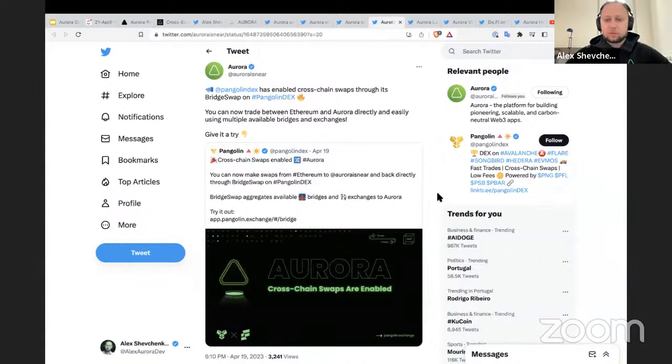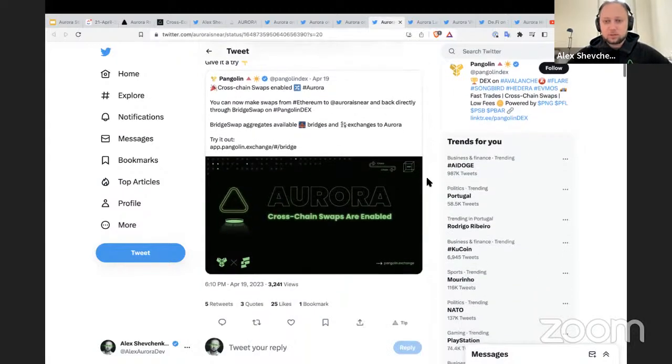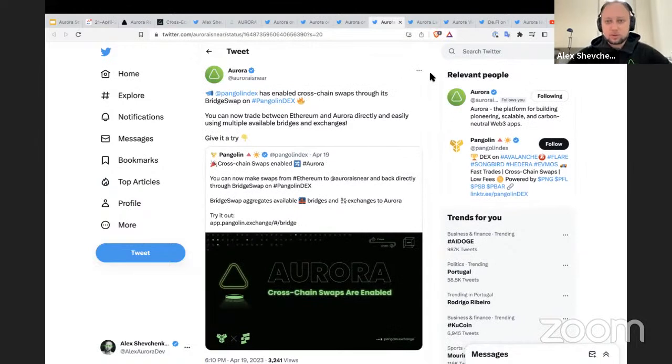Pangolin, a pretty famous DEX, enabled cross-chain swaps with Aurora directly. So now Pangolin allows you to work with bridges that are working with Aurora and exchanges on Aurora, and actually implement the swaps from Avalanche and other chains that are supported by Pangolin together with Aurora. Pretty cool to see big players joining the Aurora ecosystem.